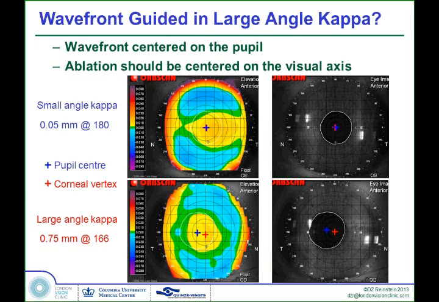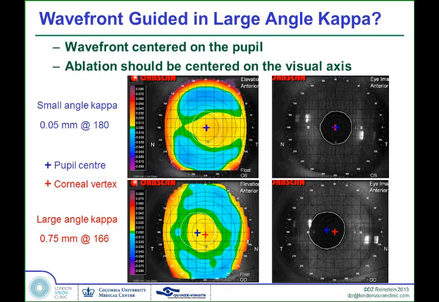Now the problem with using wavefront-guided is that by definition, when you measure wavefront, you're measuring data within the pupil, and the wavefront is centered on the pupil center, on the entrance pupil center. In some patients, the entrance pupil center is the same location as the corneal vertex, and that's a patient with a small angle kappa. But in some patients, the visual axis and the line of sight are not coincident.